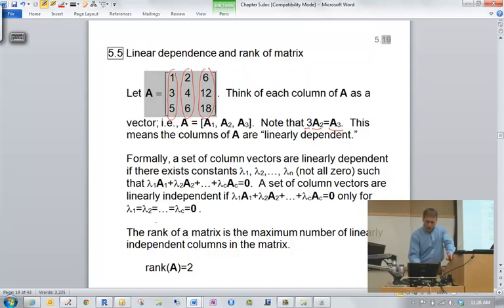Oftentimes, we will be interested in the rank of the matrix, which basically says, how many columns are linearly independent, meaning columns are not functions of another one. And in this particular case, since we have this column 3 that's a function of column 2, we have a rank of 2. Or, I guess I didn't say this, the rank of a matrix is the maximum number of linearly independent columns.